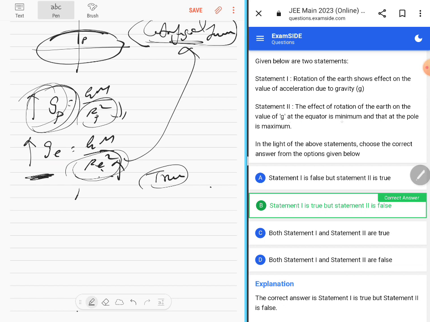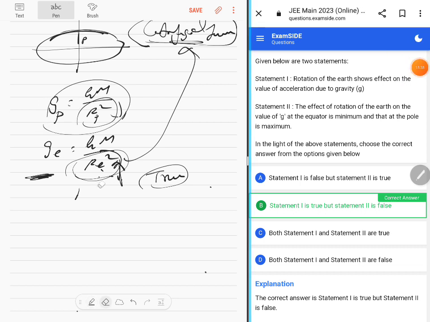Gravity at the equator is minimum, that at the poles is maximum. So gravity at the poles is maximum. Correct? Gravity at the poles is maximum, which means the given statement is true. False. The effect of rotation of the earth at the equator is minimum, and that at the pole is maximum. Gravity at the equator has to be minimum.